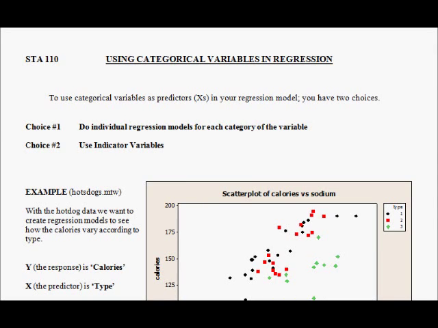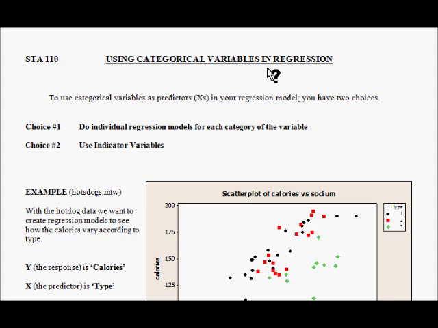This is the last video we're going to have over regression, and in this video we're going to look at how to add categorical variables to your data. So let's get my pen up working here. There we go. So as it says, using categorical variables in regression.